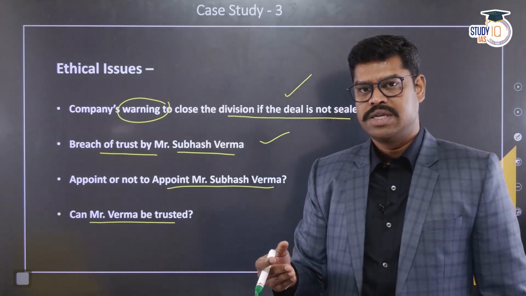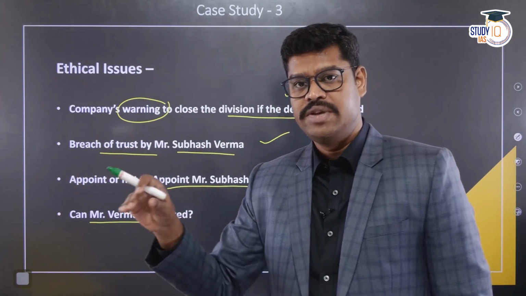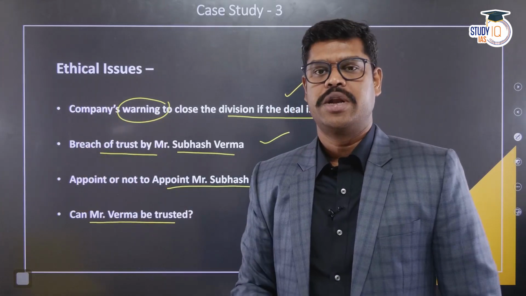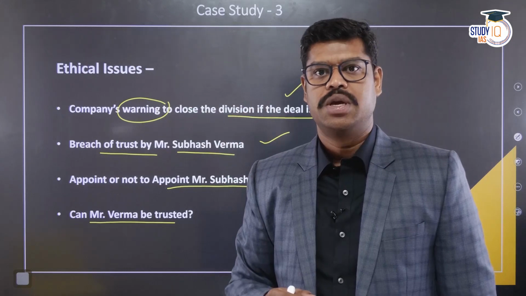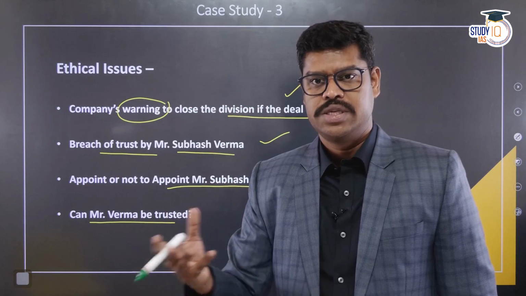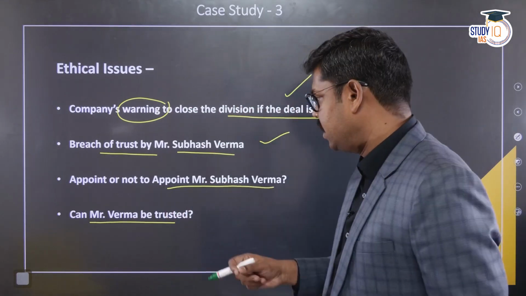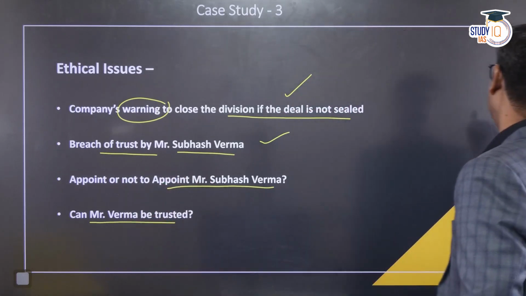Because Mr. Verma is someone who is giving the information of his previous company. What will stop Mr. Verma from giving such sensitive information tomorrow from this company if he is appointed in Sterling Limited? That is also something that Prabhat has to think about as a senior official, because this person cannot be trusted. He is proving his quality, his value by doing this. So, that is again an ethical issue in this particular case.